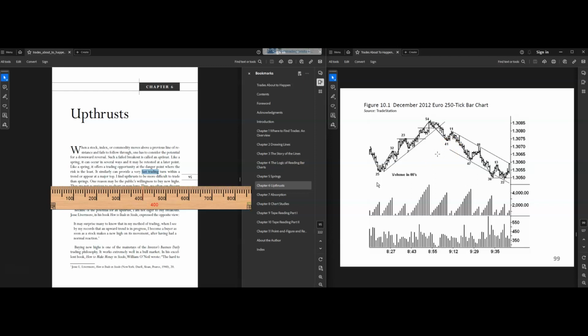Why? Because there's a lot of folks that buy new highs. More buying of new highs than selling of new lows. You see? So the upthrust that looks like a shortening of the thrust, when it's not a good idea to sell it, you're going to lose money.